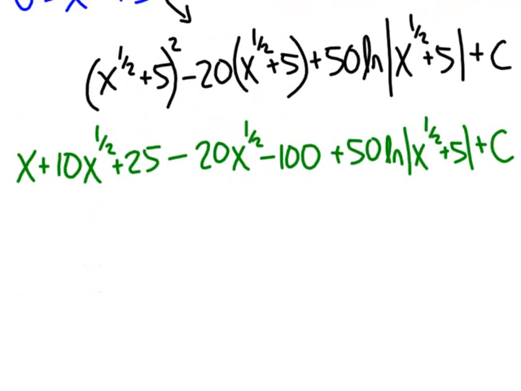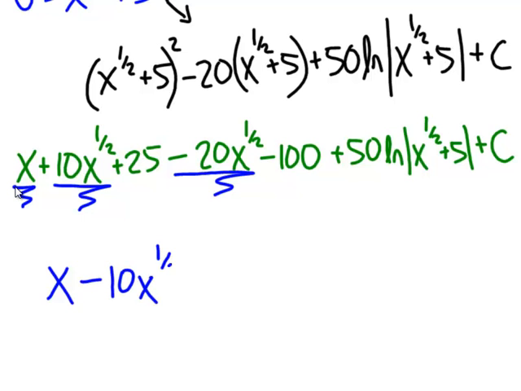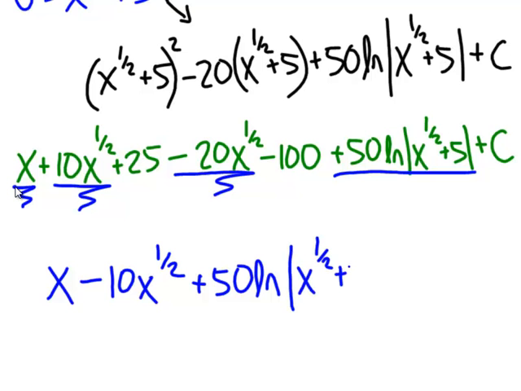And we are getting close, ladies and gentlemen. I believe this will be our last step. We've got an x here, plus 10x to the 1/2 minus 20x to the 1/2. That results in minus 10x to the 1/2. Let's do this one next. Plus 50 ln absolute value x to the 1/2 plus 5. And then finally, plus 25 minus 100. That's going to be minus 75 plus c.